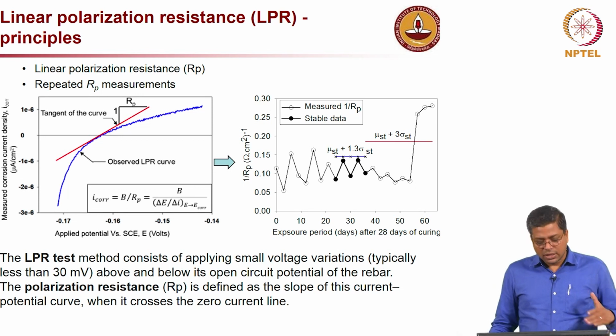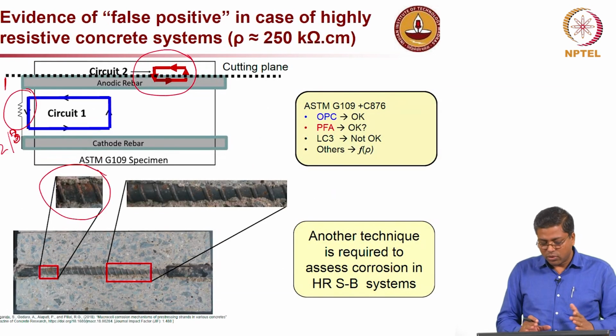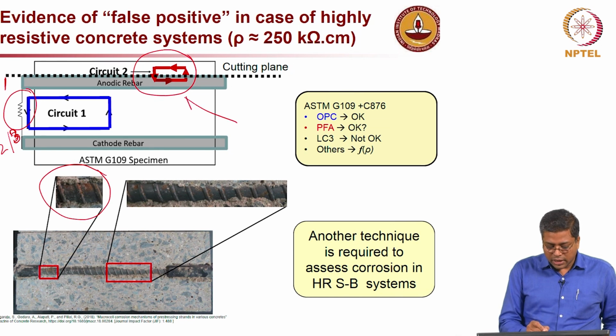Now, another method. In the previous test we found that the corrosion is happening like this, in circuit 2.